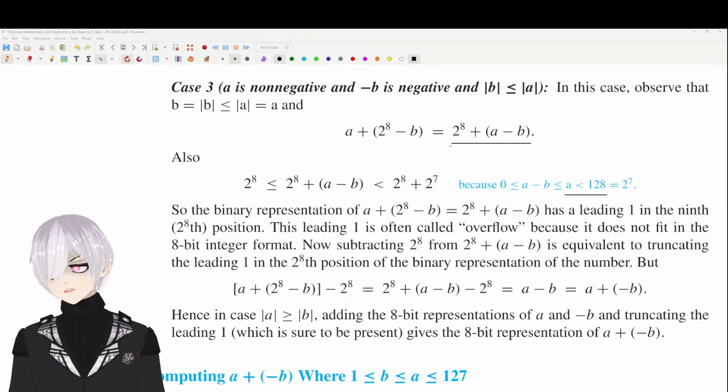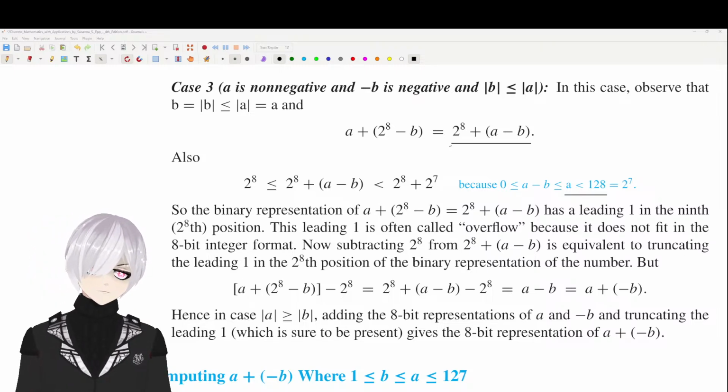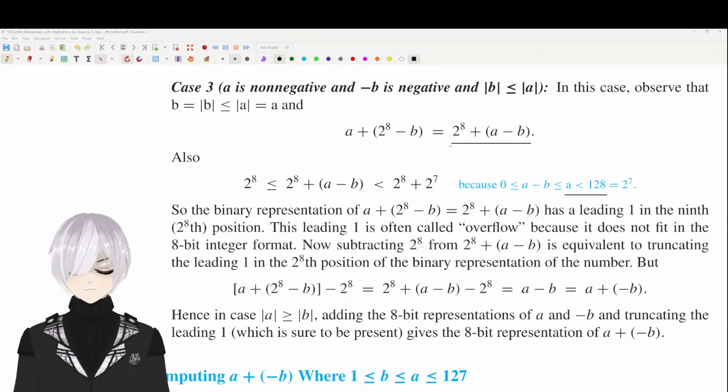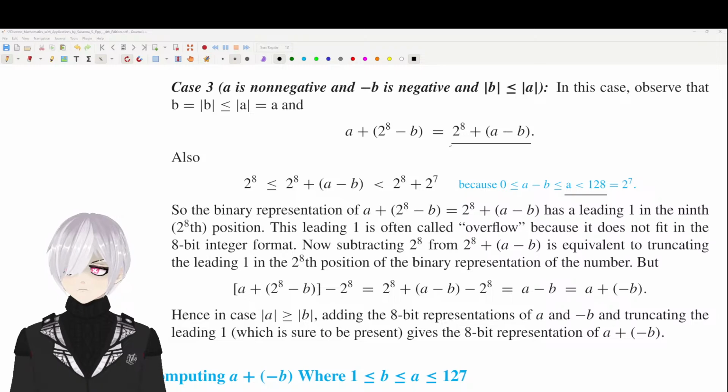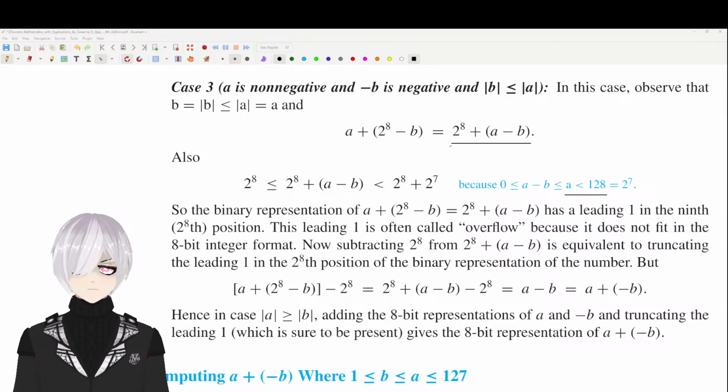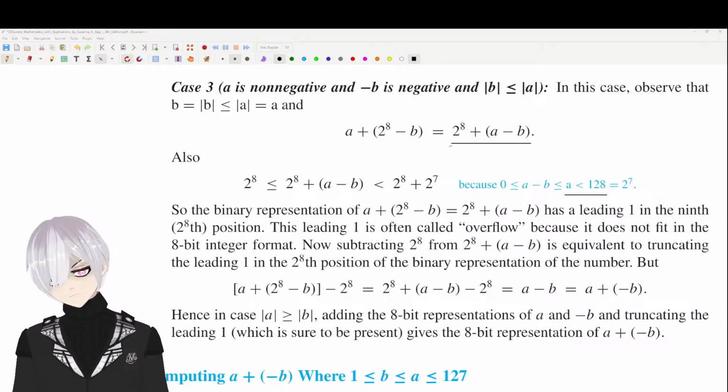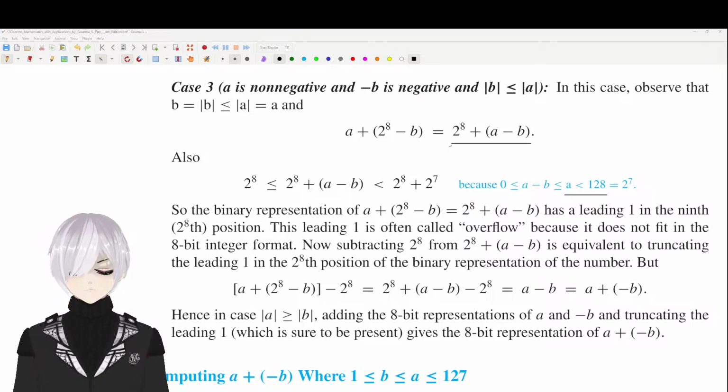Wait, so how did that go again? Oh yeah, so firstly, the big picture idea is that we want to show that if you represent that negative number not just as itself, but as 2 to the eighth minus b, and you add that to a, you still get a plus negative b. It's still equal to the sum that you want. So instead of calculating a plus negative b, we calculated a plus 2 to the eighth minus b, because 2 to the eighth minus b is the representation of the negative number, negative b.